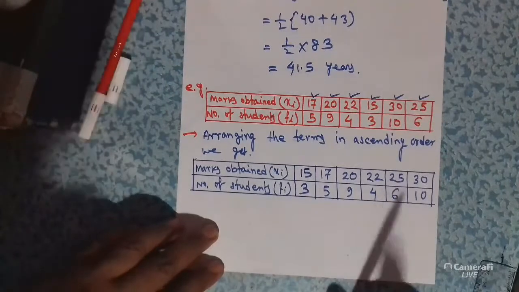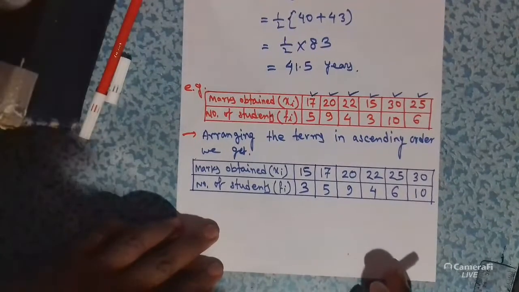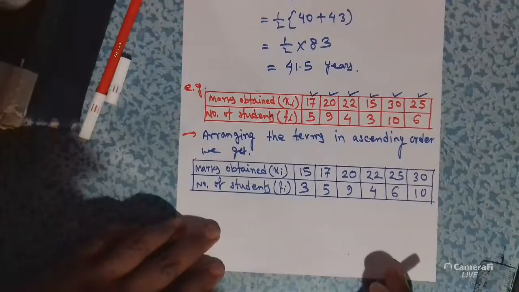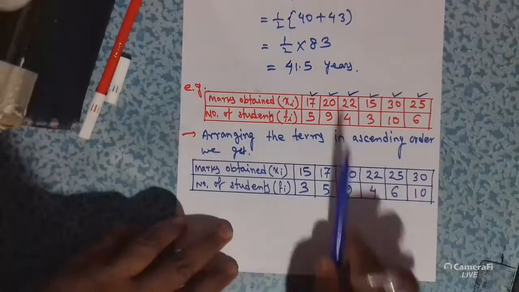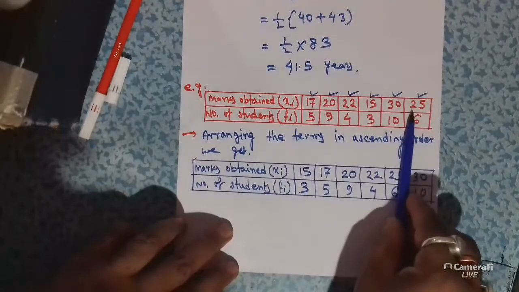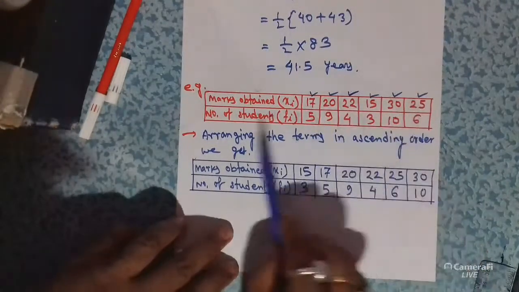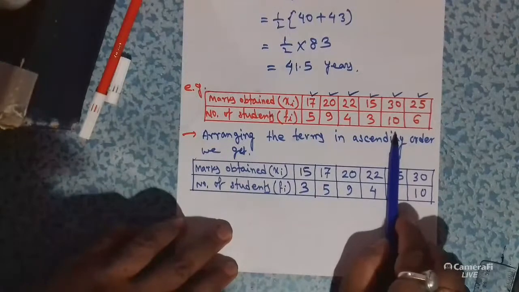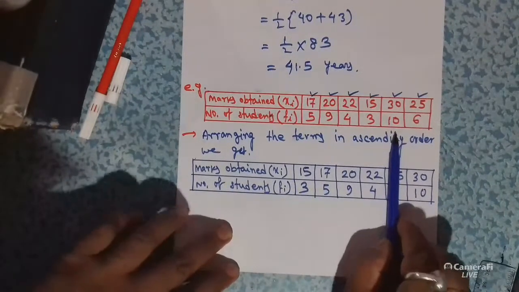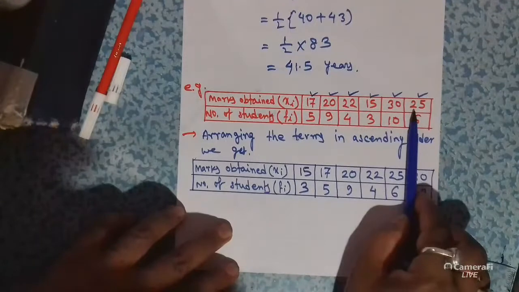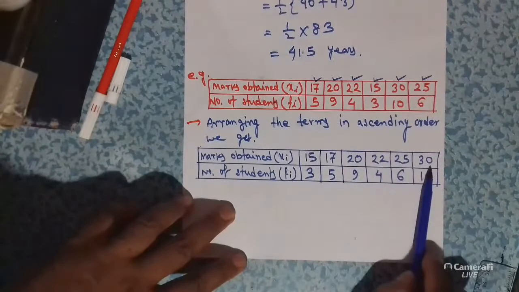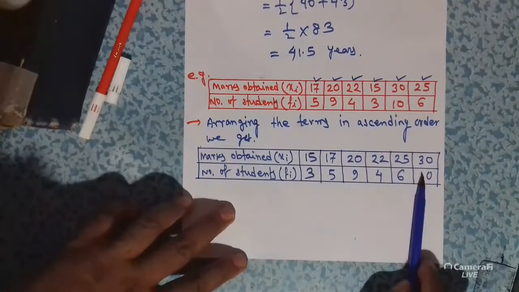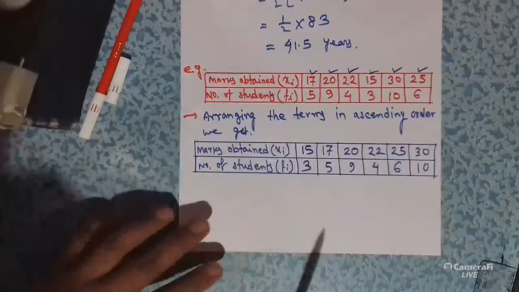One student giving that 3, 4, 5, 6, 9, 10. No, you must arrange these terms in ascending order. These terms. You need not arrange the frequency. Okay, understood? You must arrange these terms in ascending order. So here you can see that 15, 17, 20, 22, 25 and 30. So the data is arranged in ascending order.